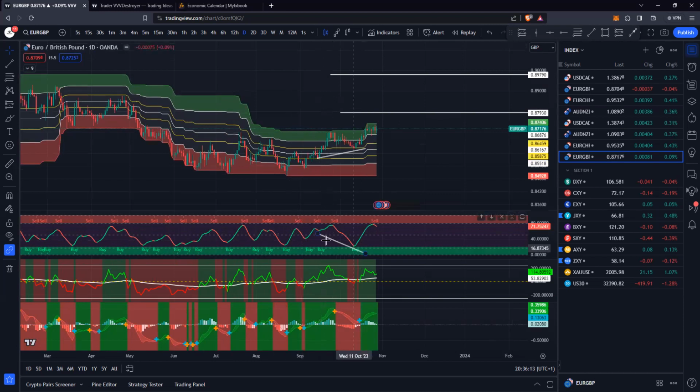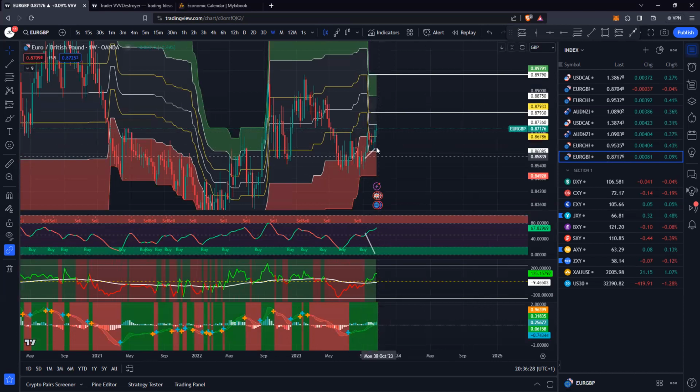And here was a huge divergence also from a couple of weeks ago. But as you see this week, nothing really happened on the Euro GBP. And based on the bigger time frames, I would expect something like a continuation, something to the upside. Okay.